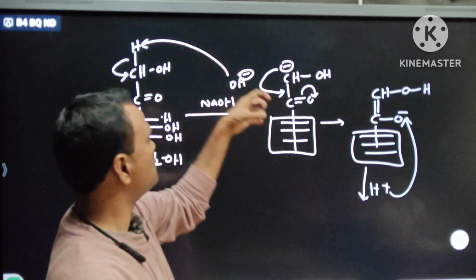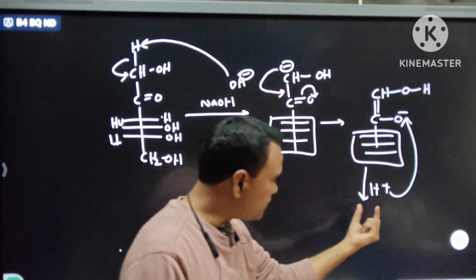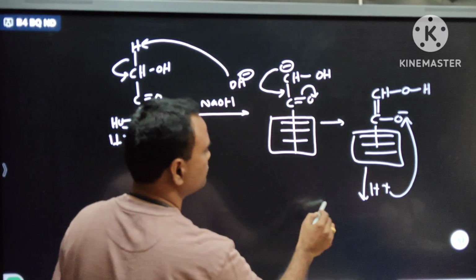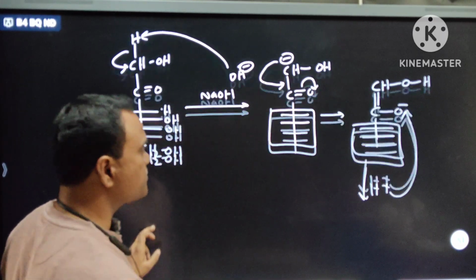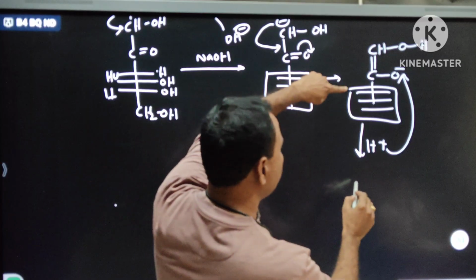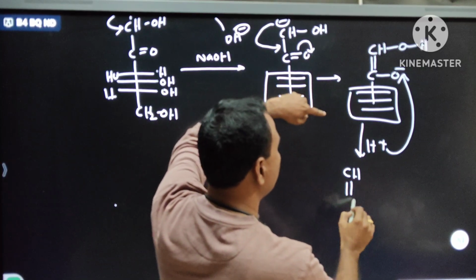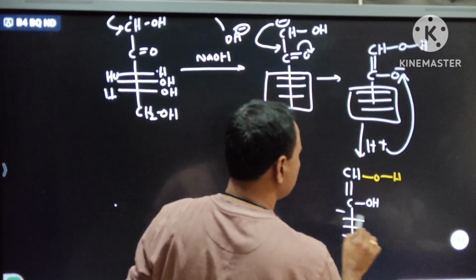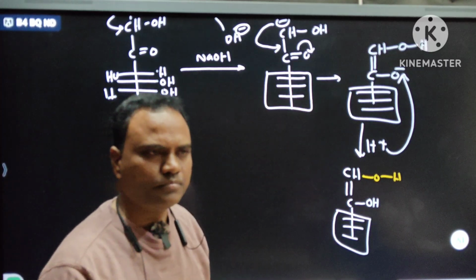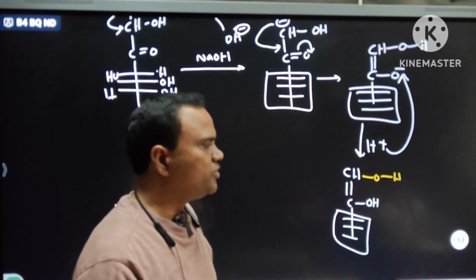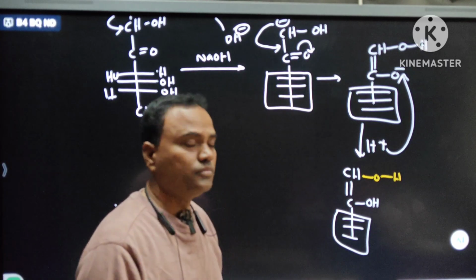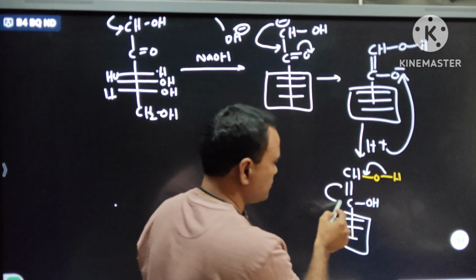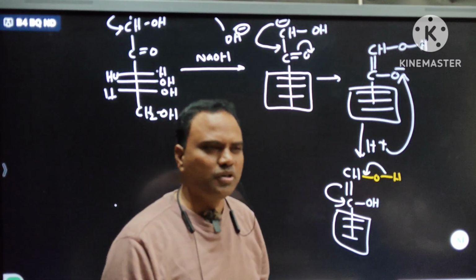OH minus captures the proton, so H2O is formed. From that we are transferring H plus. You tell me. Tell me the remaining structure: CH double bond C, OH, and the remaining structure. Right? You know tautomerism? In stereochemistry, this bond will shift in between these two. Double bond shifts to carbon.